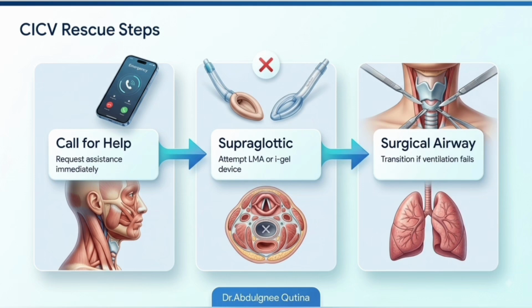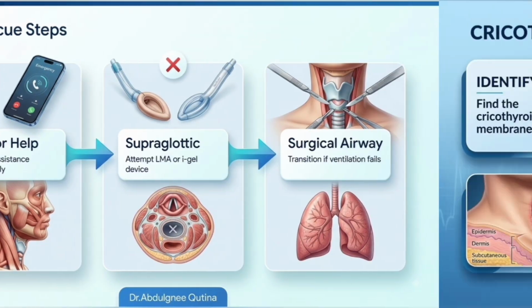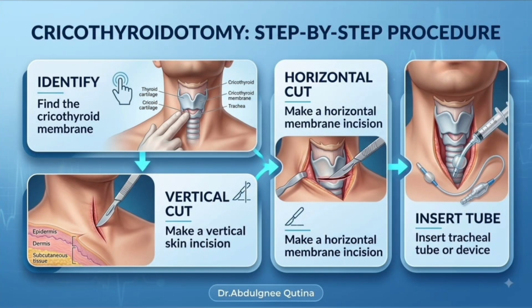If that still fails, you immediately transition and prep for surgery. And this is it, the cricothyrotomy, your ultimate failsafe. It's all about knowing your anatomical landmarks. You identify the cricothyroid membrane right between the thyroid and cricoid cartilage.